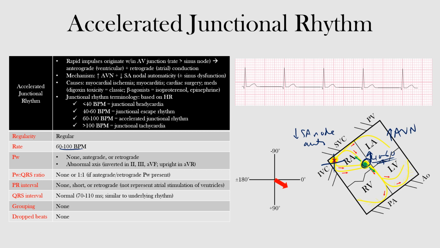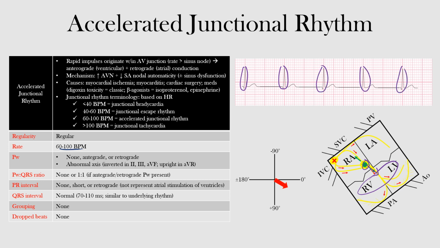As a result, we get QRS complexes that will be identical to the underlying rhythm, and they'll be typically regular and narrow. So just like all these other junctional rhythms that we've been discussing, remember, we're originating here and we're conducting down antegradely to our ventricles, but everything should be normal, so we see these narrow QRS complexes that are occurring throughout our rhythm here.